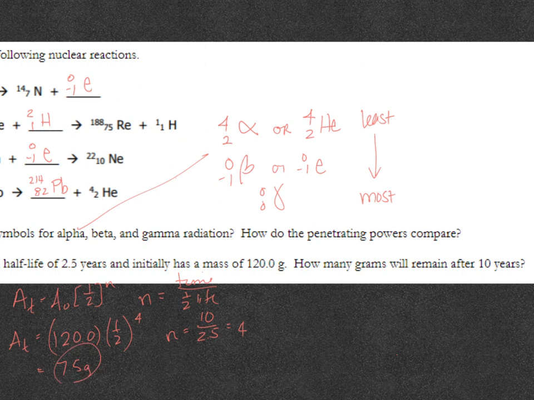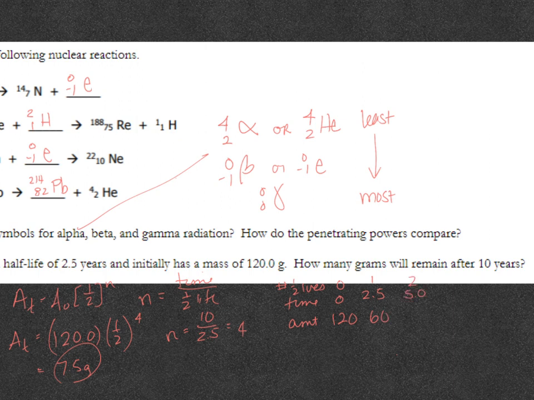If you don't want to use the formula and you have an even number of half-lives, you can use the chart. So remember, it's number of half-lives, time, and amount. You always start at 0 with number of half-lives and time. And at time 0, I have 120 grams. After 1 half-life, 2.5 years has gone by, I have 60 grams remaining.